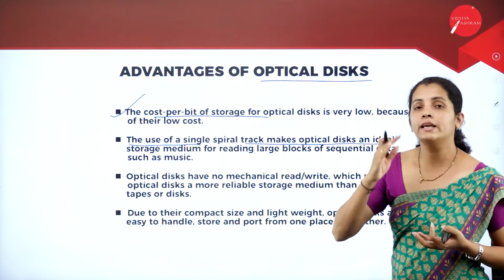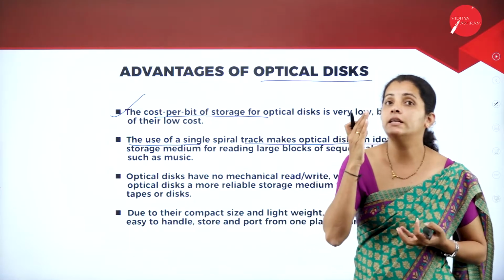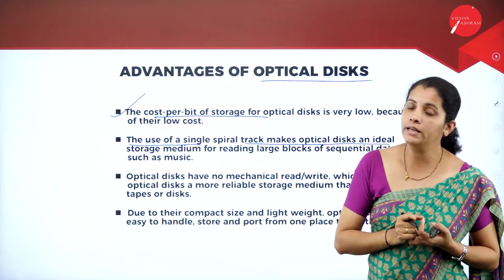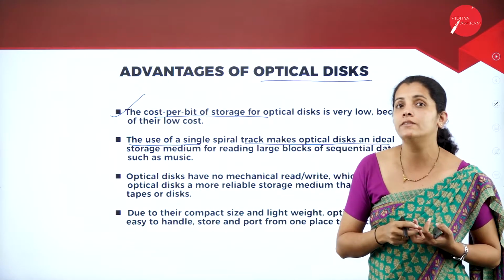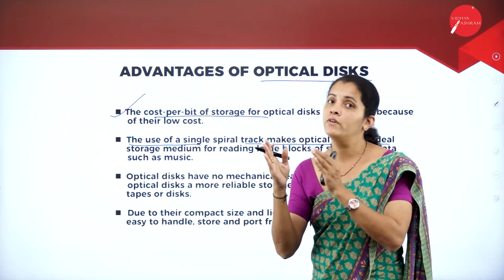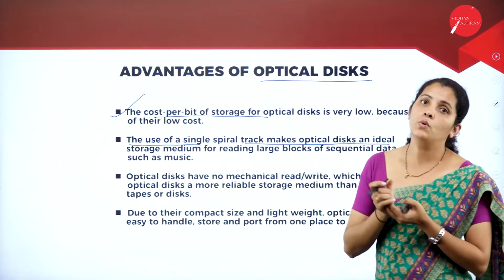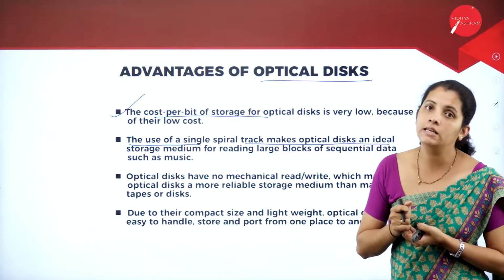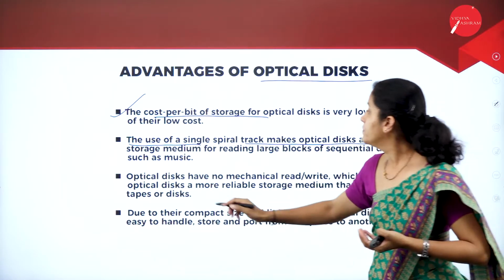That means if I consider magnetic tape, magnetic disk or floppy disk, the capacity of the storage medium is divided into a number of sectors as well as a number of tracks. But in optical disc, we are going to have the spiral track that is towards the center.